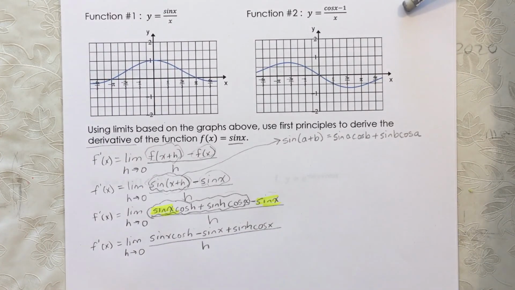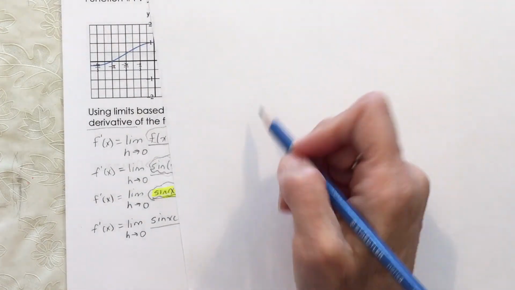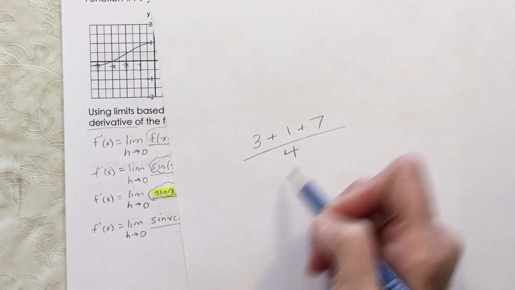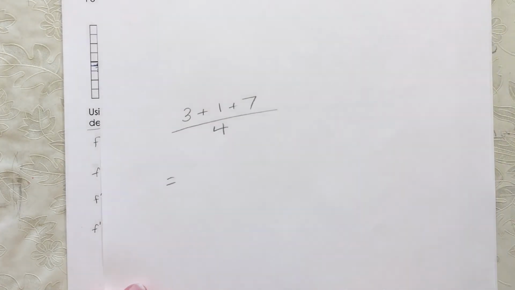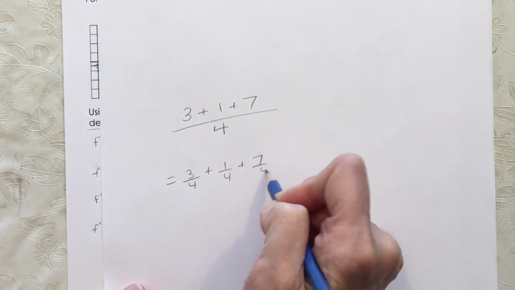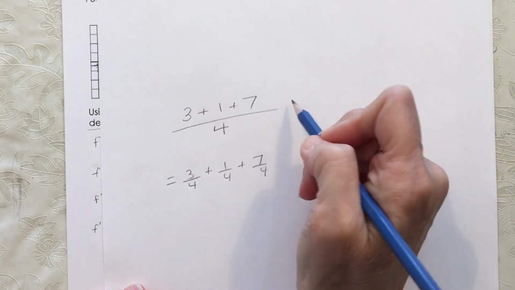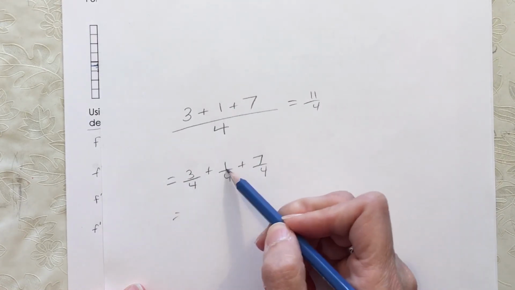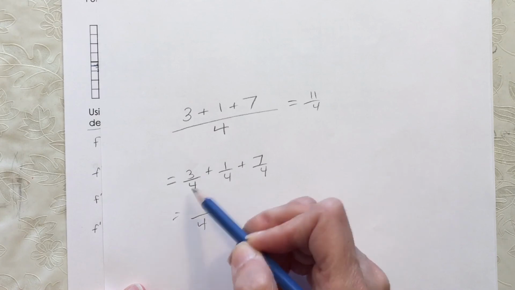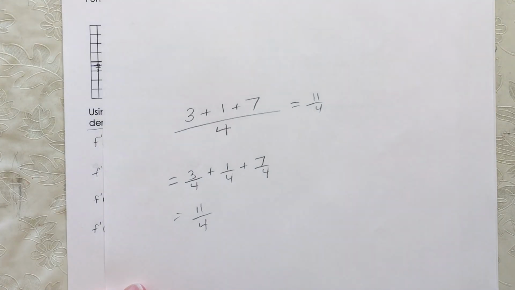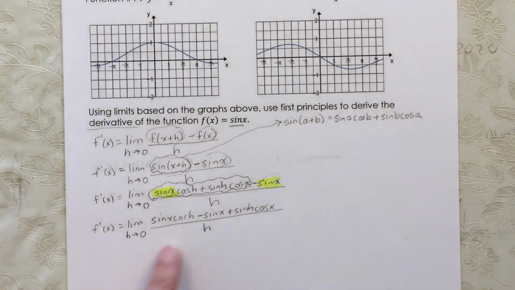Now, I want you to think about if we had just 3 plus 1 plus 7 all over 4. That would be the same as 3/4 plus 1/4 plus 7/4. You can see here, that's going to be 11/4, but we could also break it up this way to where we would get all fourths, 11/4 that way as well. So that's just a math equality that we can use. So we can use that here.